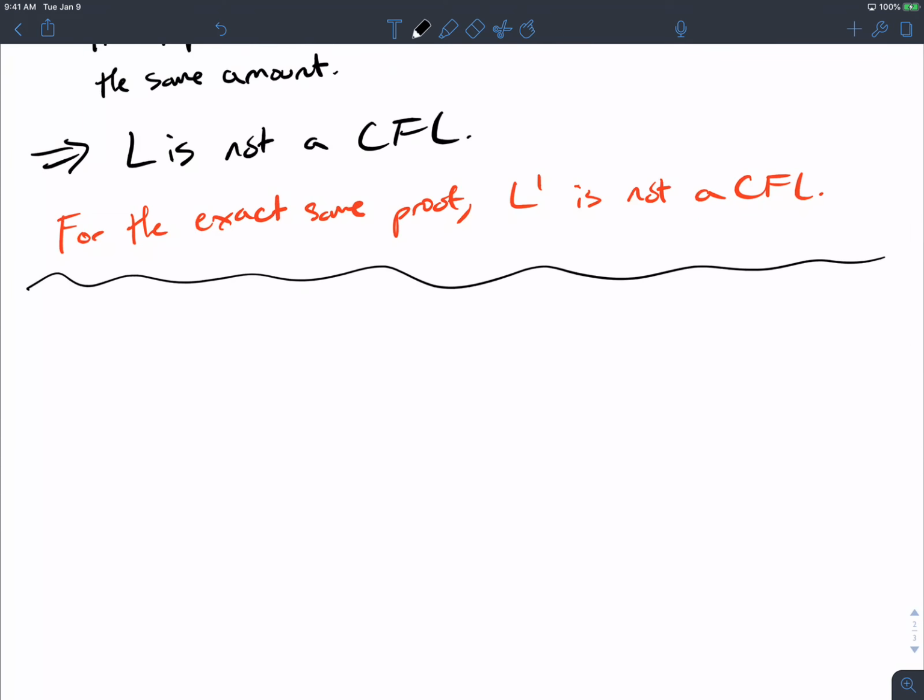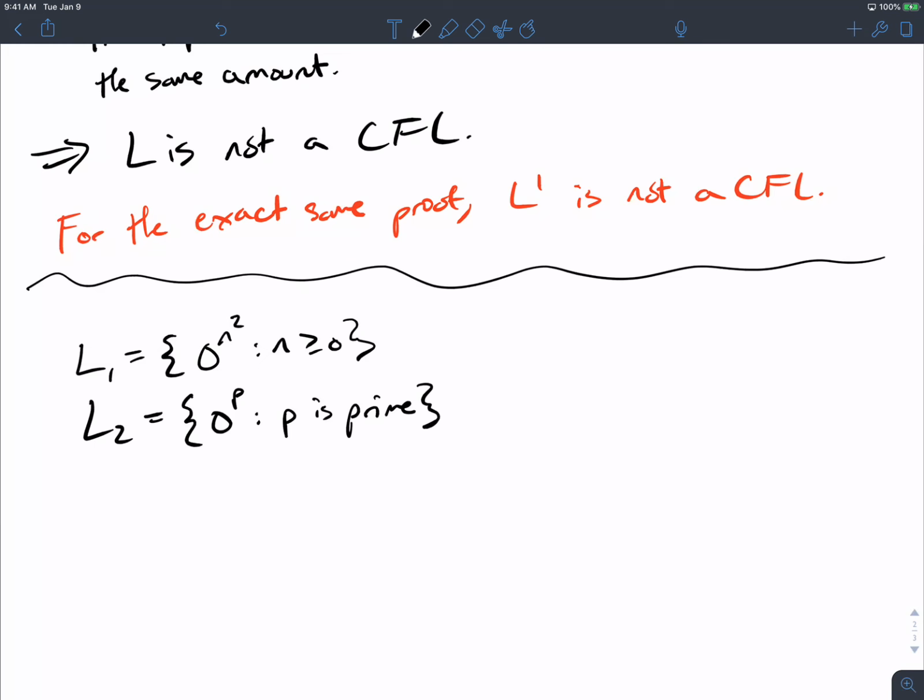If you do the exact same proof there, it turns out that these two languages, I'm going to call them L1 and L2, the languages we talked about before, are not CFLs either, for the exact same proof. And why can we conclude that it's the exact same proof?